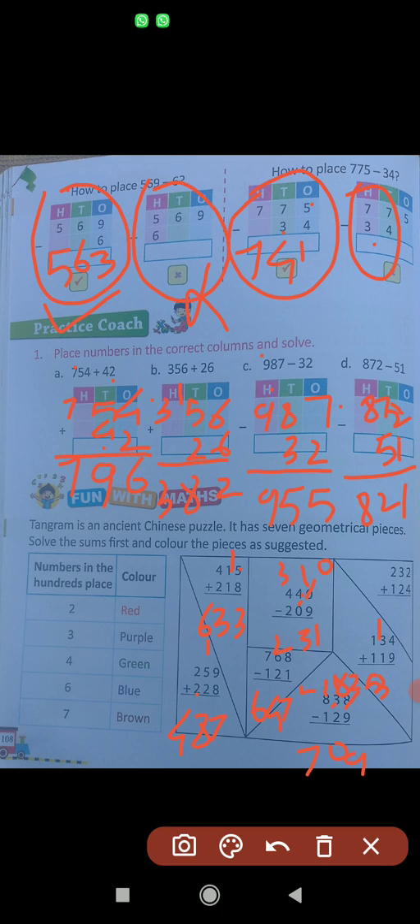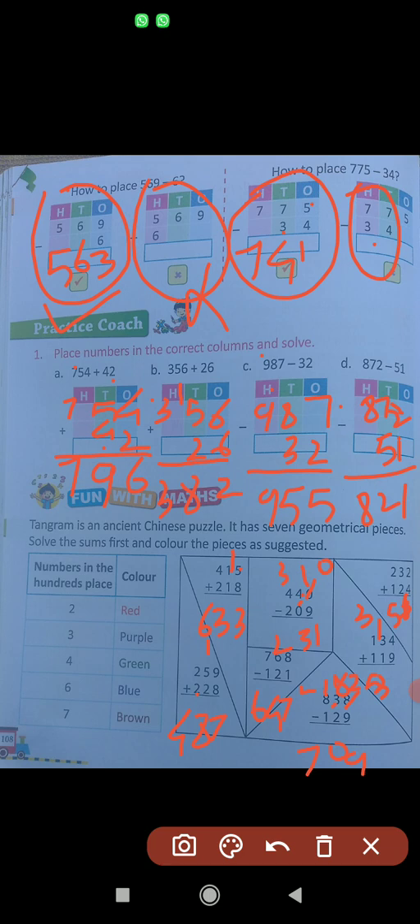Okay, next, the last question, 232 plus 124. Add the ones place numbers, 2 plus 4 is equal to 6. Okay, 6. And 3 plus 2, tens place 5. And 2 plus 1 is equal to 3. Answer is 356. 232 plus 124 is equal to 356.